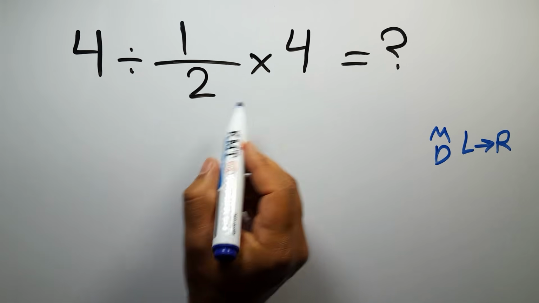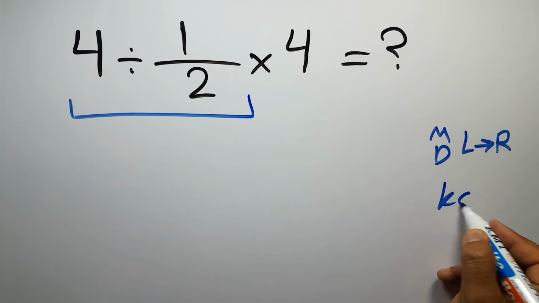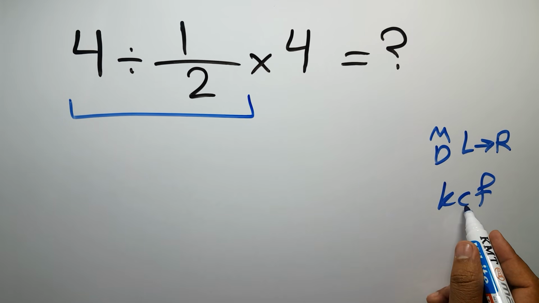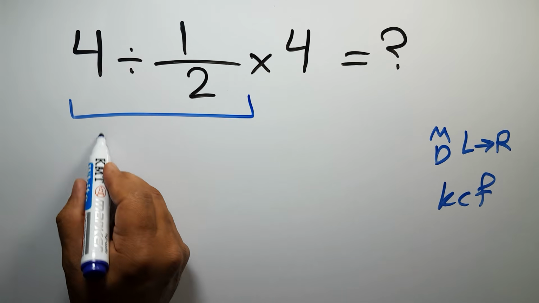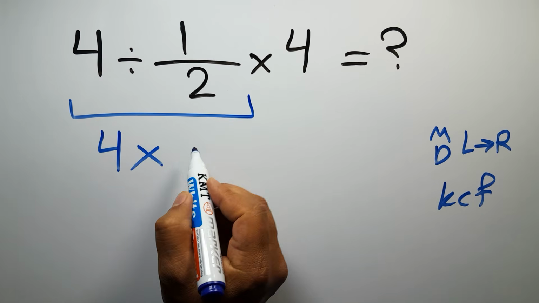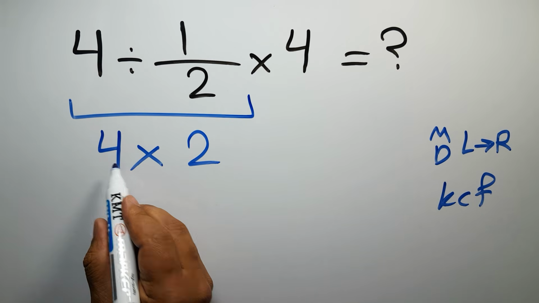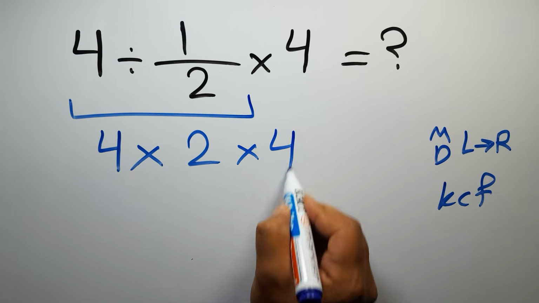4 divided by 1 over 2. According to the KCF rule, K stands for keep, C stands for change, and F stands for flip. We can write: keep the first fraction, change division to multiplication, and flip the second fraction. So we have 4 times 2. And here we have times 4.